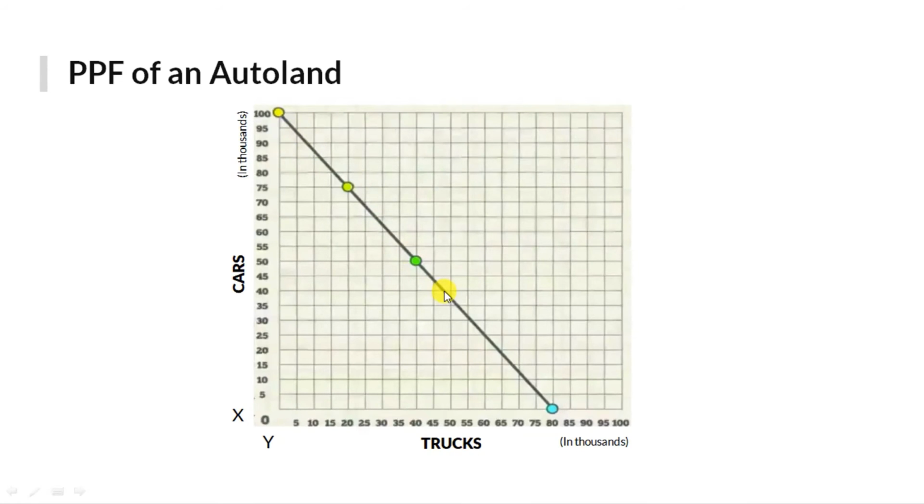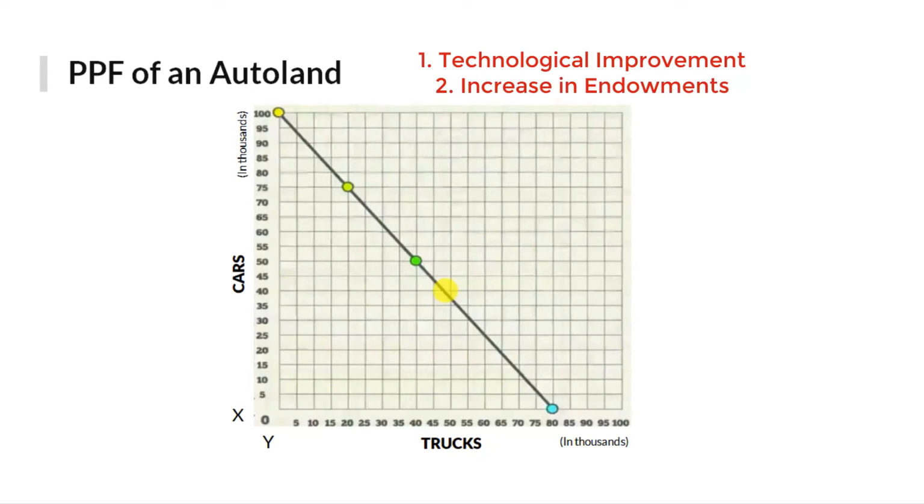And when can that happen? It can happen, in the first case, if there is a technological improvement in the economy. So with this improved technology, more goods can be produced, or if there is an increase in endowment. Suppose there's a migration of laborers or a population rise for some reason. So the PPF can move out, more production can take place, and welfare can be increased.